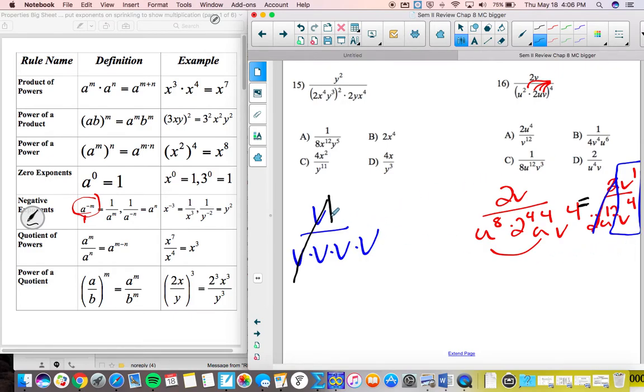So on the top we have a 1. The number there got canceled out, or 2 divided by 2 is also 1. So there's nothing but a 1 on top. There's a u to the 12th on the bottom, and one of these got eliminated by the v on the top, so there's v to the 3rd on the bottom. Is that one of our answers?